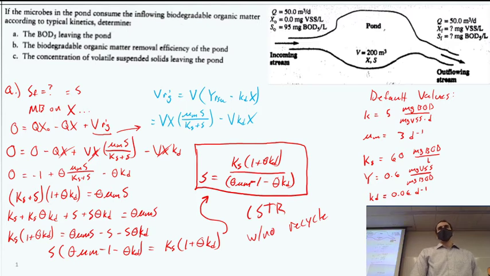And then we'll talk about what this looks like if we have a recycle line instead of just a simple CSTR with an in and an out. If we modify that to have recycle of the bacteria, the sludge, then this mass balance ends up changing. So we'll take a look at that and some related equations.